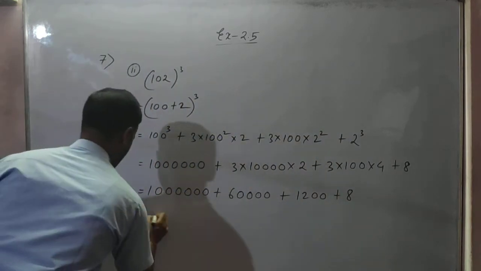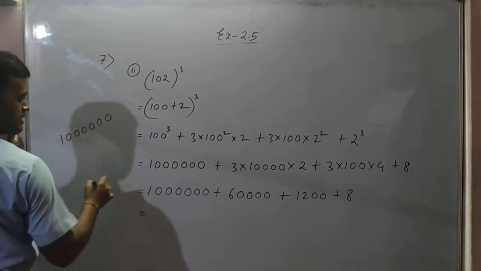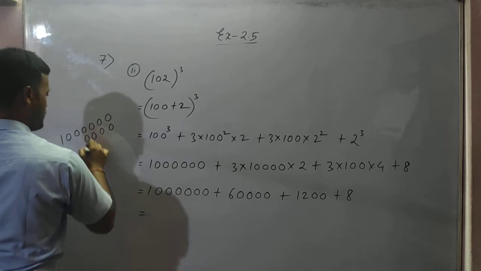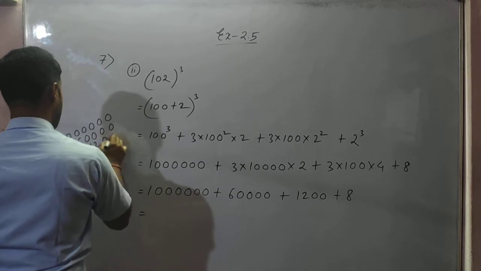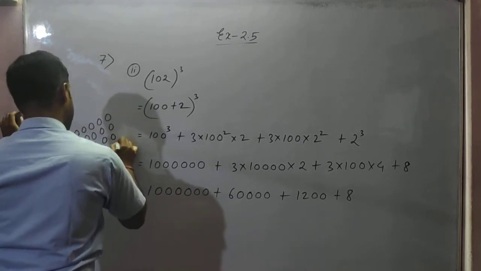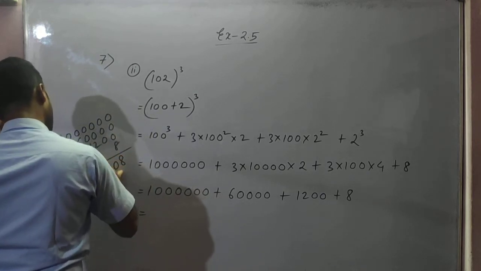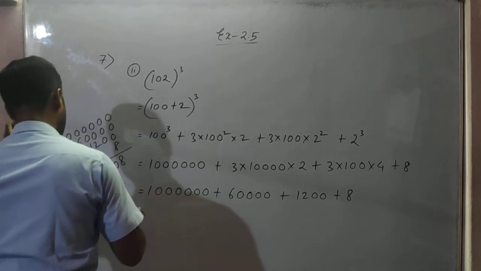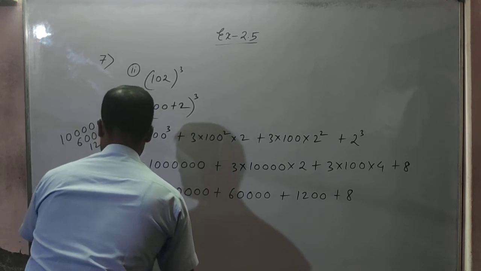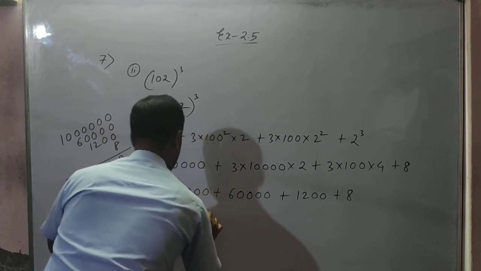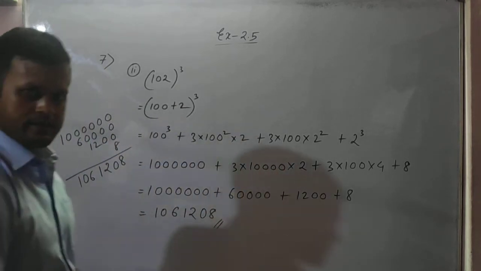Now you have to add all. After 1, 6 zeros, then 60,000, then that 1200, after that 8. So the answer is 106, 1208. Okay?